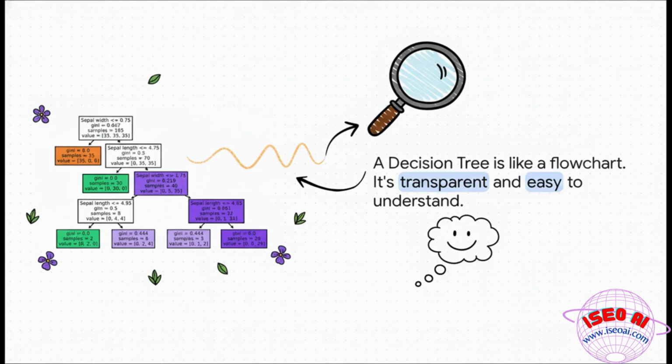Let's try it. We start at the top node. Is the petal width less than 0.75 centimeters? Let's say yes. We follow that path and bam, the model says it must be an iris setosa. It's super clear and you can see exactly how it came to its conclusion.